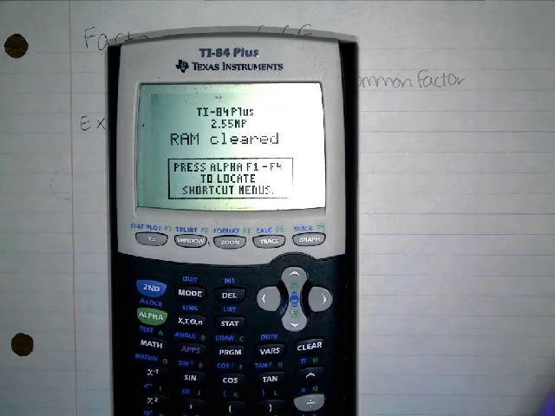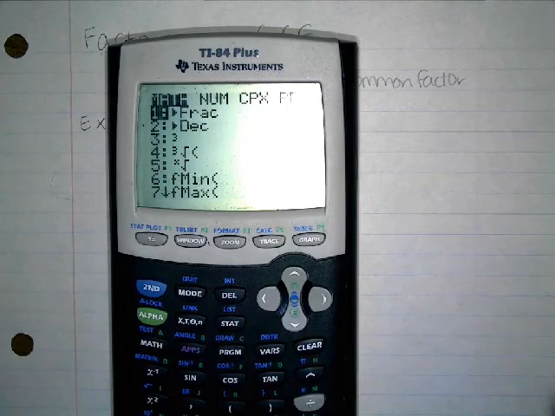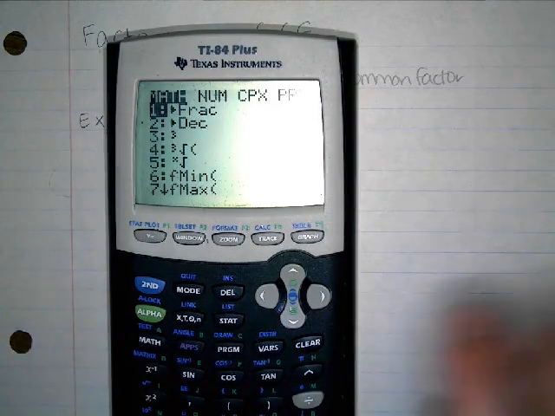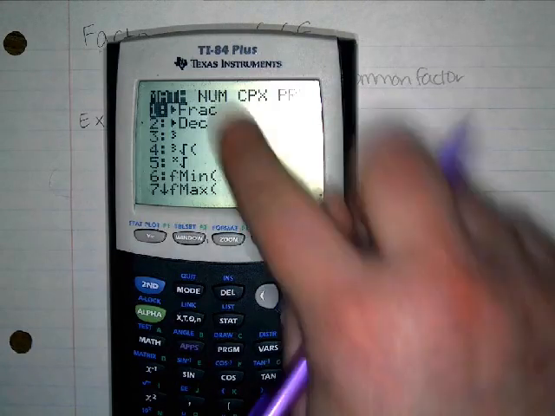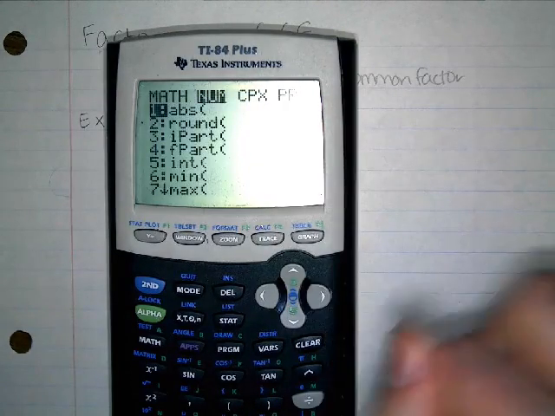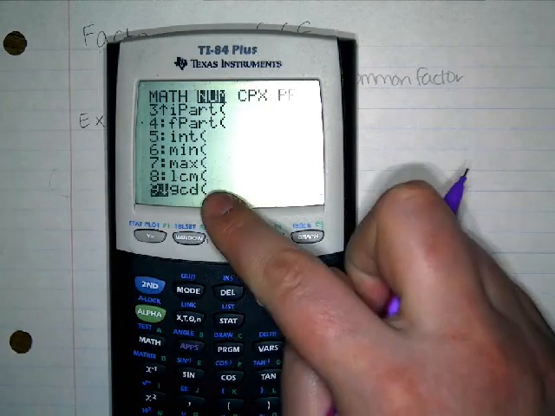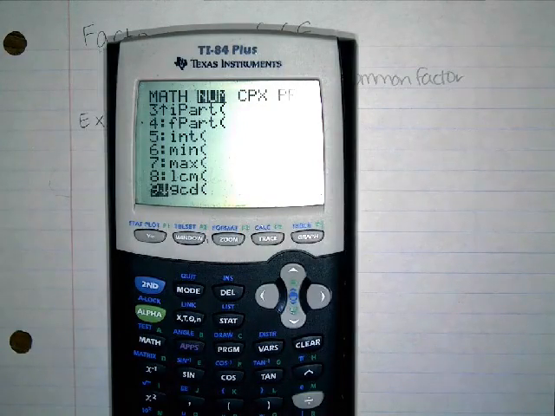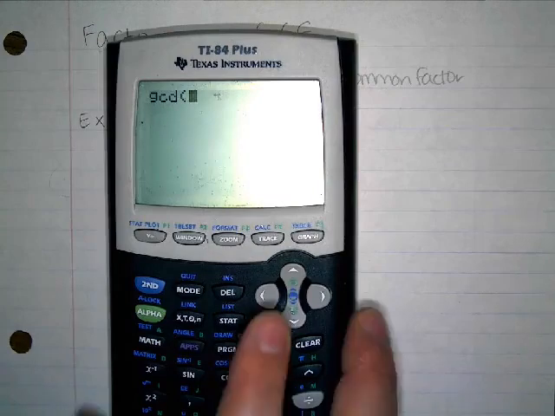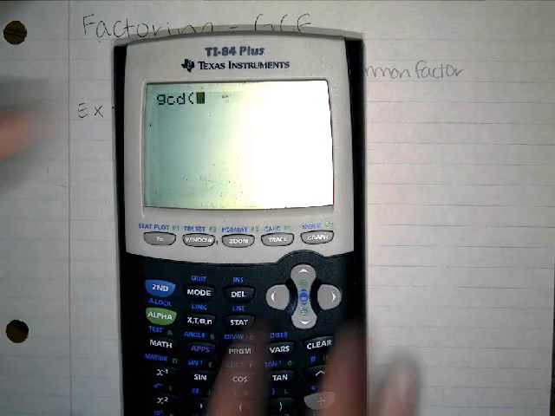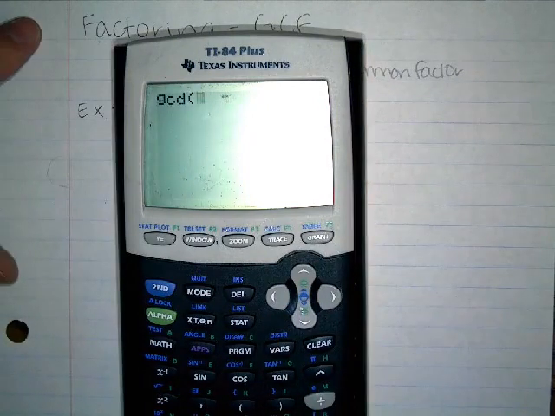So we're going to hit the math button, it's under the green button. You're going to go over to number, that's the second column, and all the way down to number 9. GCD means greatest common denominator, but we're going to use it for greatest common factor. We're going to find the greatest common factor between 12 and 18. Don't type in the negative. We're just going to do 12 and 18.